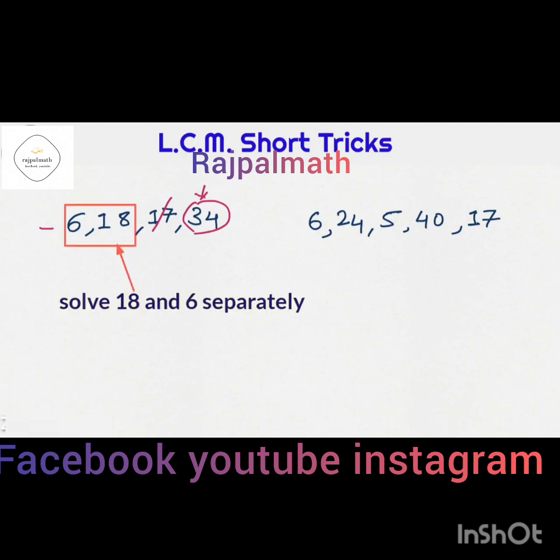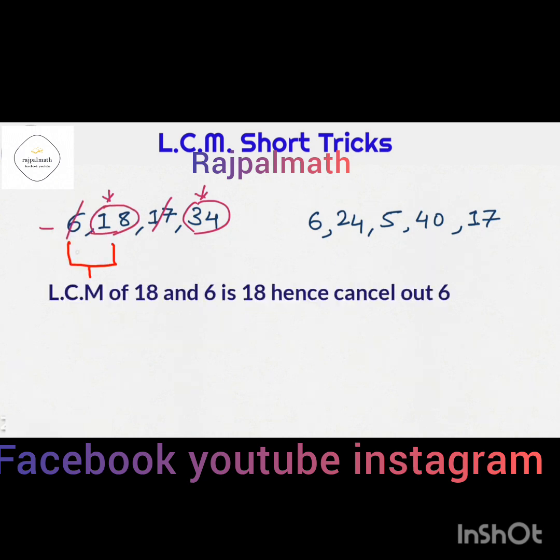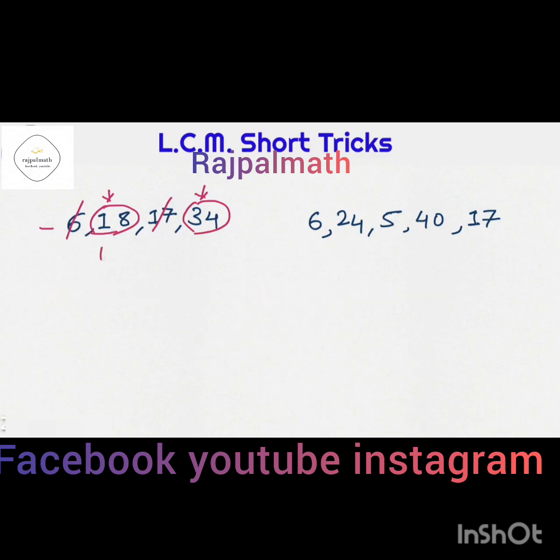So what we can do, we can find the second largest number, that is 18. Let's try to solve 18 and 6 separately. 18 is completely divisible by 6. So I will cancel it out, because the LCM of 18 and 6 will be 18. Now there are only two candidates, that is 18 and 34. So let's find out the LCM of 18 and 34.